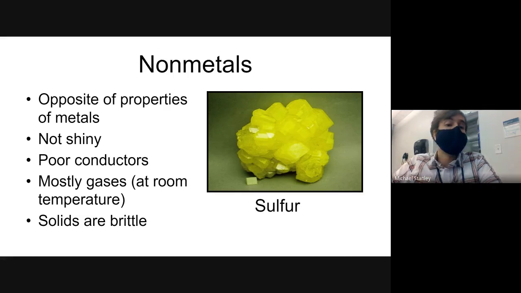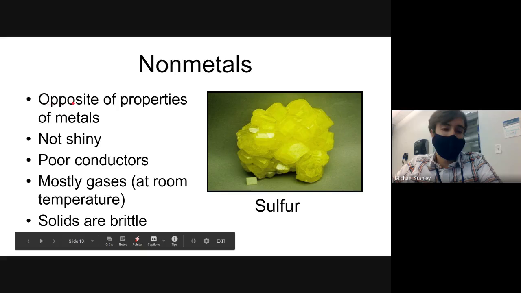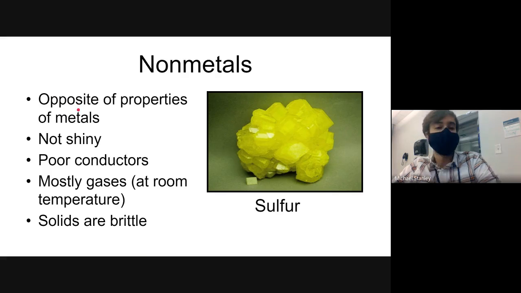Nonmetals, on the other hand, are basically the exact opposite of metals. So nonmetals tend to not be shiny. When you're thinking of nonmetals, you can think of some of the minerals that are in rocks and deposits and stuff that are underground. A lot of times those will be made out of a lot of nonmetals. Like this brick of sulfur right here, it's not nice and shiny, right? It's not shining the light like a metal is.